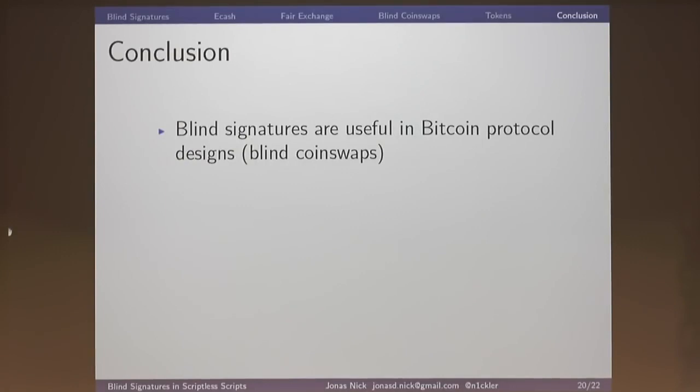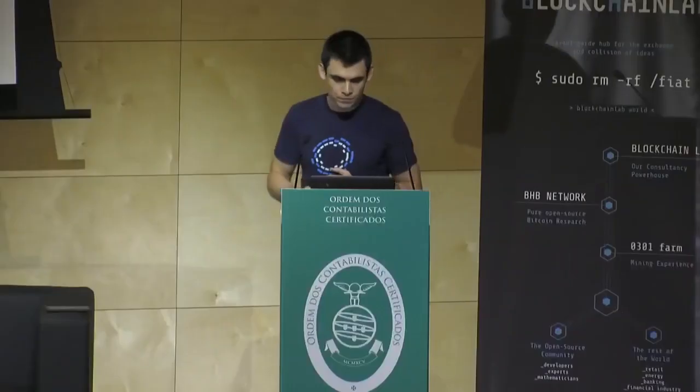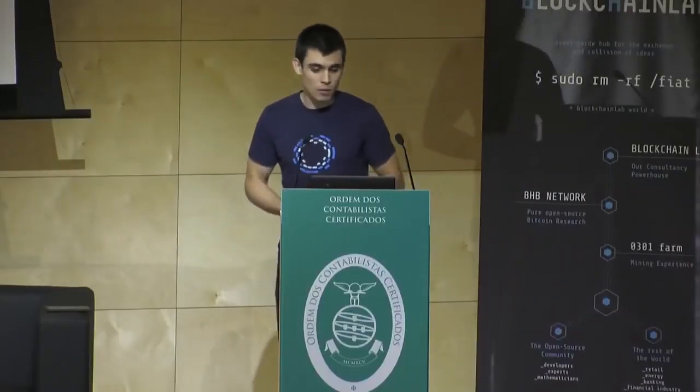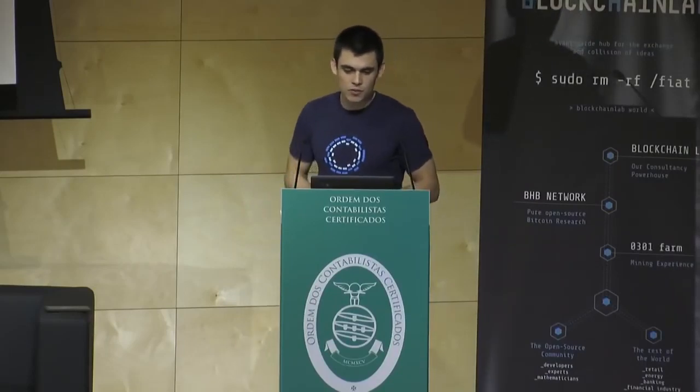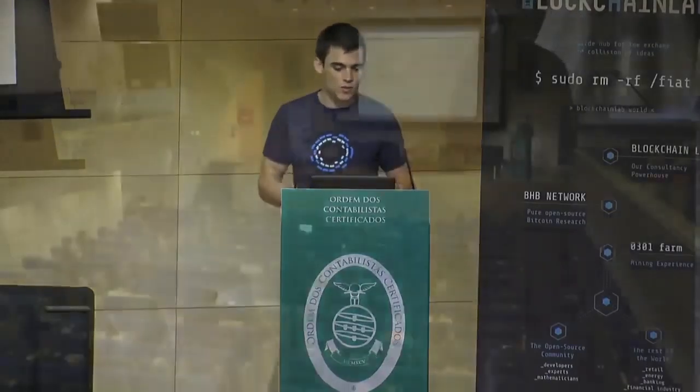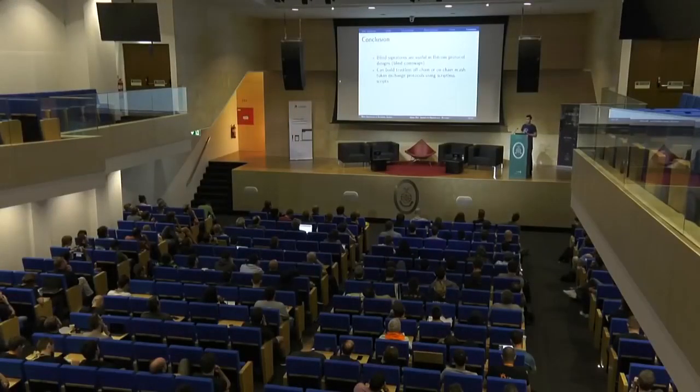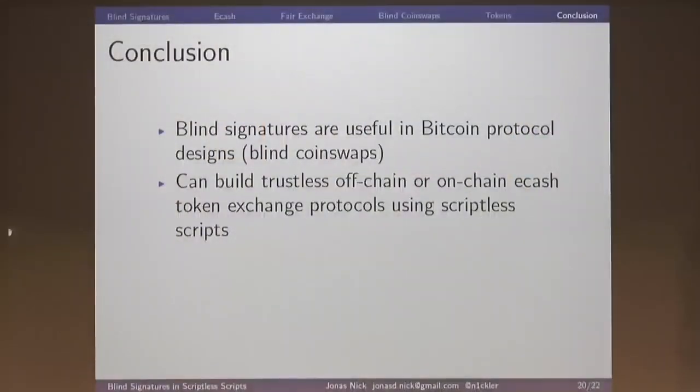So in conclusion, we've seen that blind signatures can be useful in general Bitcoin smart contract protocol designs. For example, we've seen the blind coin swap, and probably there are also other ways to do this, to build trustless off-chain or on-chain eCash token exchange protocols using just scriptless scripts. So in the case of off-chain, there's really no blockchain footprint at all. Eat that, CryptoKitties.